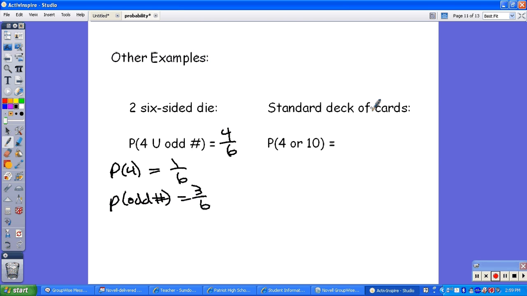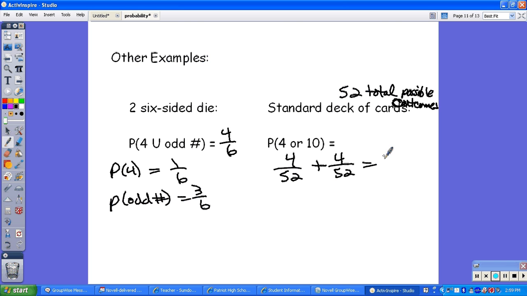Now keep in mind that your total possible outcomes for a standard deck of cards is 52. So you always want to remember what your choices are. So this is our total possible outcomes. Okay, so the probability of getting a 4 in a deck is going to be 4 out of 52 because there's only 4 4s in the deck. To that, we're going to add the probability of getting a 10, which is also 4 out of 52. So then we end up with 8 out of 52 before it's reduced. And so that's pretty much how that works.